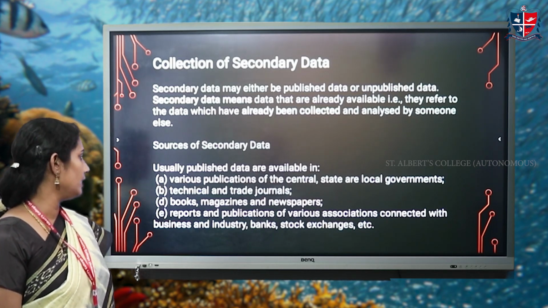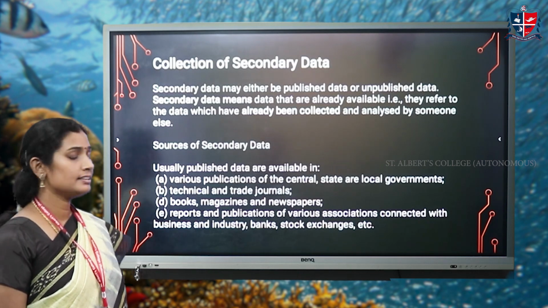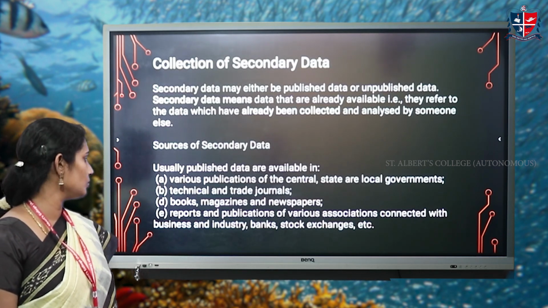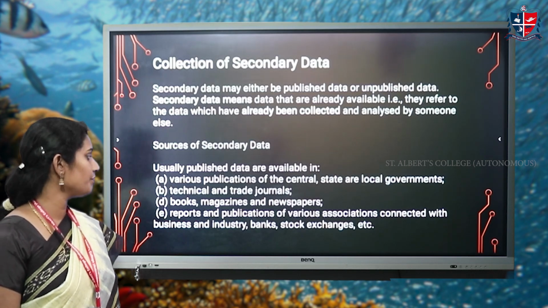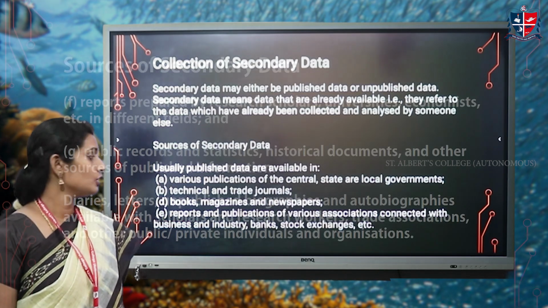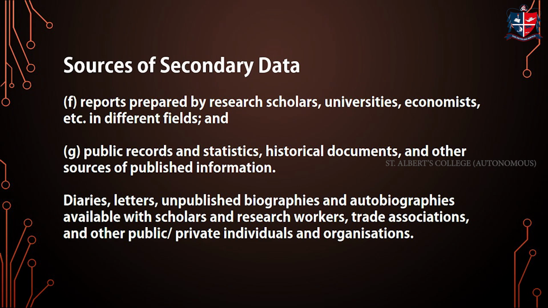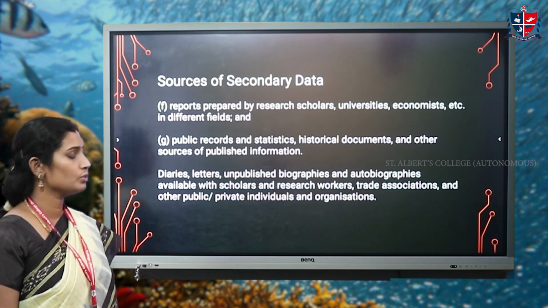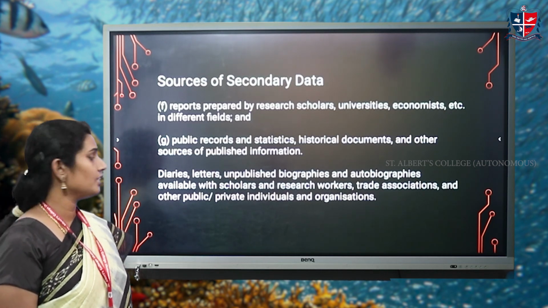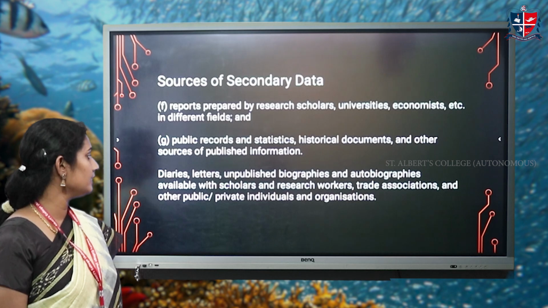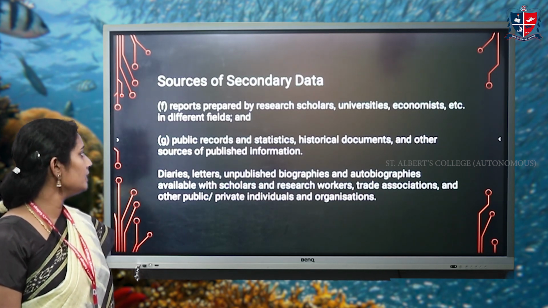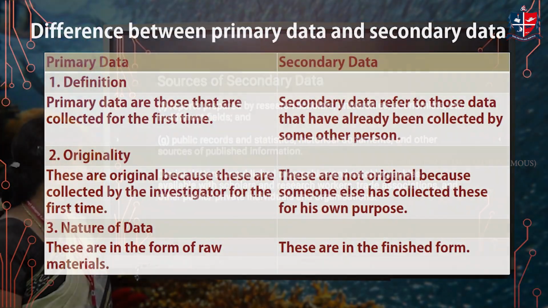Technical and trade journals, books, magazines, newspapers, reports, publications of various associations, and the publications of industries, banks, stock exchange, reports prepared by research scholars, universities, economists, public records and statistics, historical documents, and other sources are the sources of secondary data. Diaries, letters, unpublished autobiographies, biographies, all these provide secondary data.